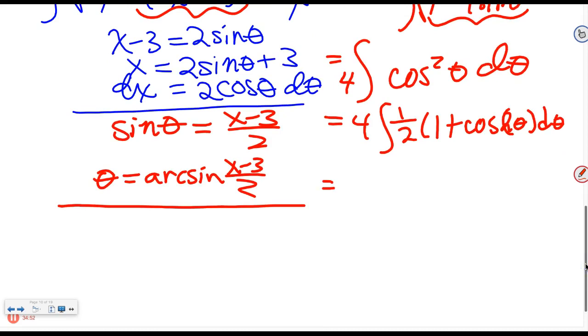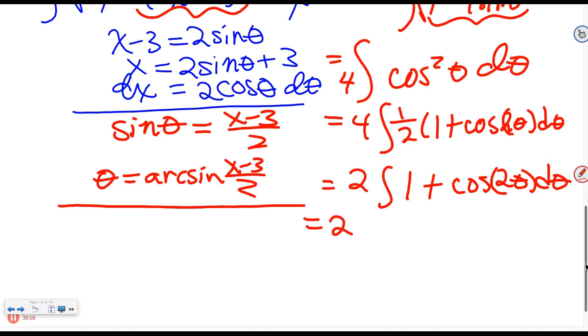Alright, let's clean that up. That's a 2. We are almost done. 1 plus cosine 2 theta. This is why it's gonna go ugly. Not because it gets difficult from here, it's just the back sub's gonna make it a little ugly. So, we integrated one like that yesterday too. What's the antiderivative of 1? Hang in there, you got it.